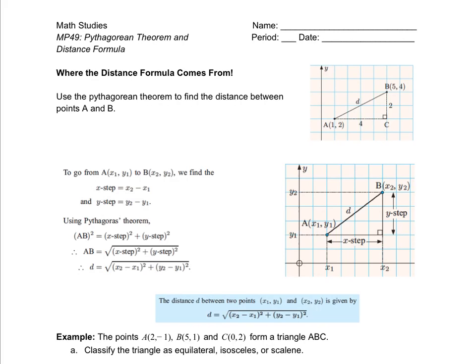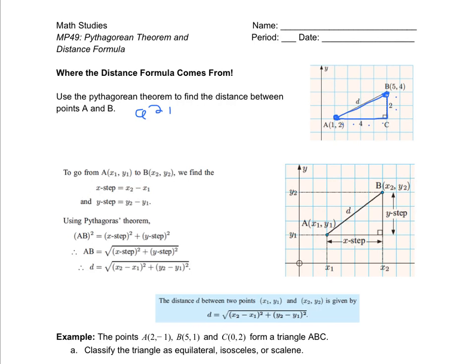Our first question asks to use the Pythagorean theorem to find the distance between points A and B. So first step, we'd be given 2 points and you'd have to make the right triangle. Then just count the spaces. So this side length would be a length of 2. This one would be a length of 4.